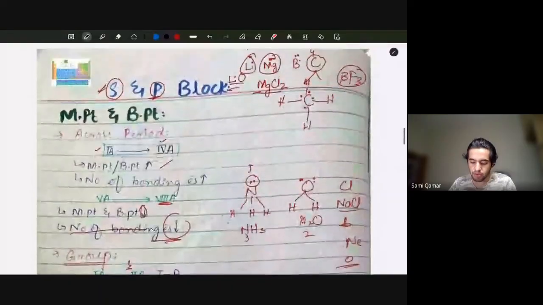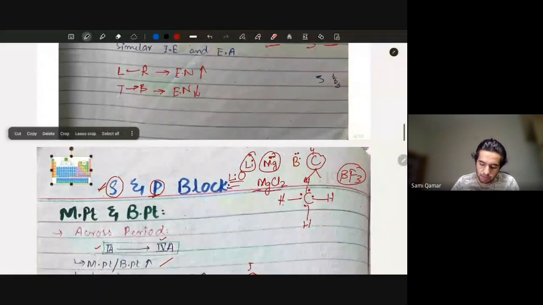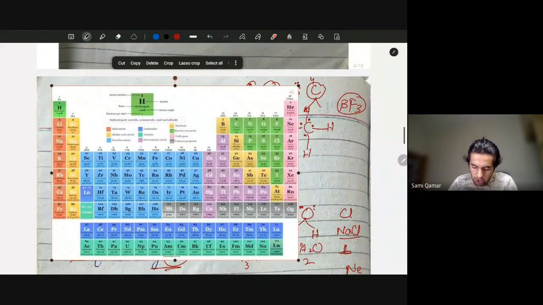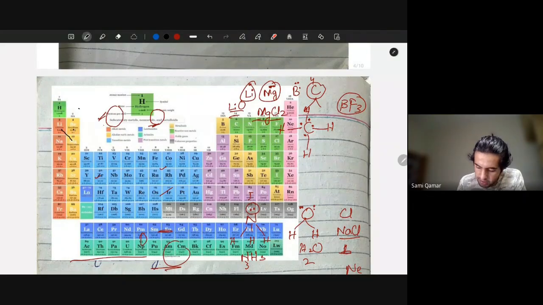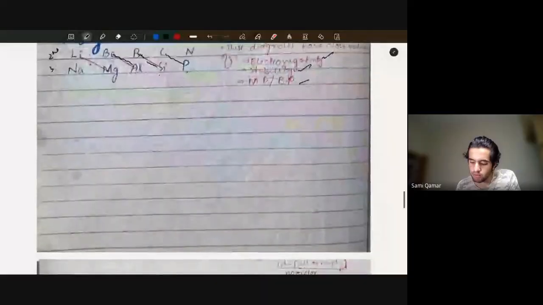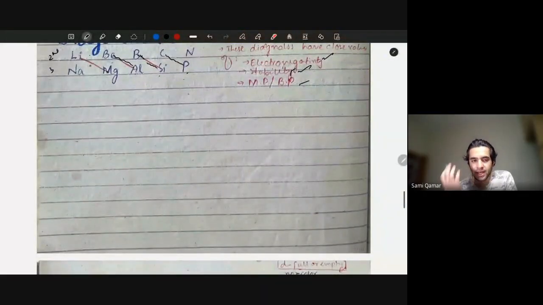Let me show you from the periodic table what I mean. In this periodic table, you can see lithium with magnesium, beryllium with aluminium, boron with silicon, and carbon with phosphorus. These will have very, very close values of electronegativity, melting point, boiling point, and stability. So keep this in mind.